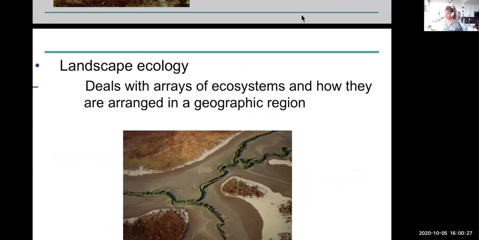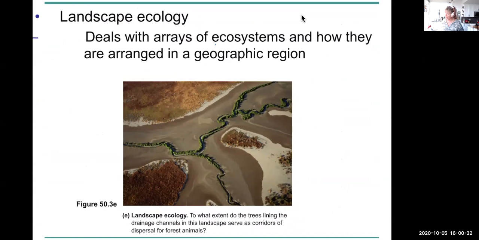Landscape ecology is larger. It deals with an array of ecosystems and how they're arranged. So here is a river, and alongside there is an area known as the riparian area. The area directly adjacent to a stream or river is called the riparian, and it could be a corridor of dispersal, a way in which animals can disperse so that they're not out in the open and subject to predation.